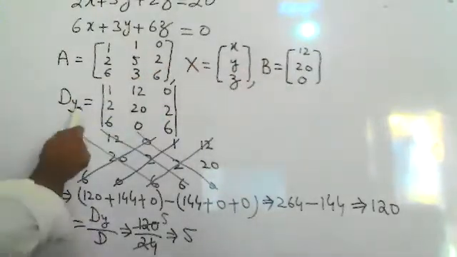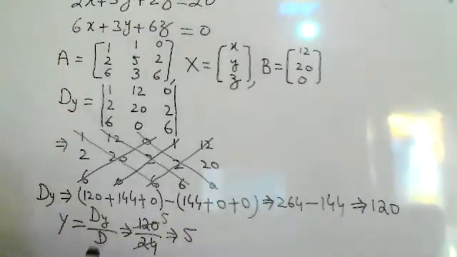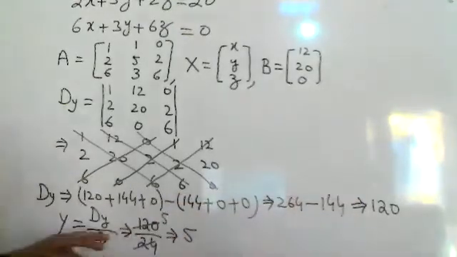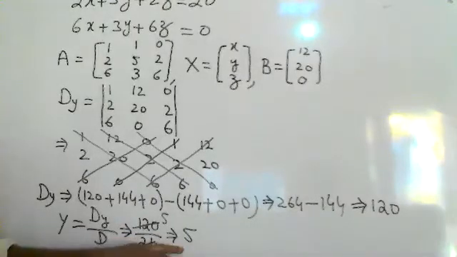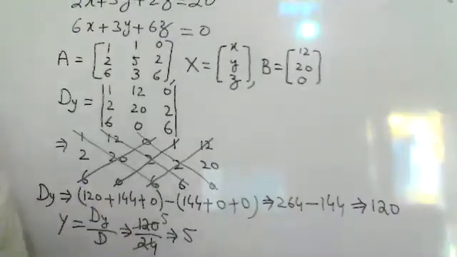Then we will evaluate this. The answer of dy will become 120. Now y will become dy upon d. So dy is 120 and d was 24. 120 upon 24, the answer is 5. So y is equal to 5. Before that, we found x, the value of x was 7, and here the value of y is 5.